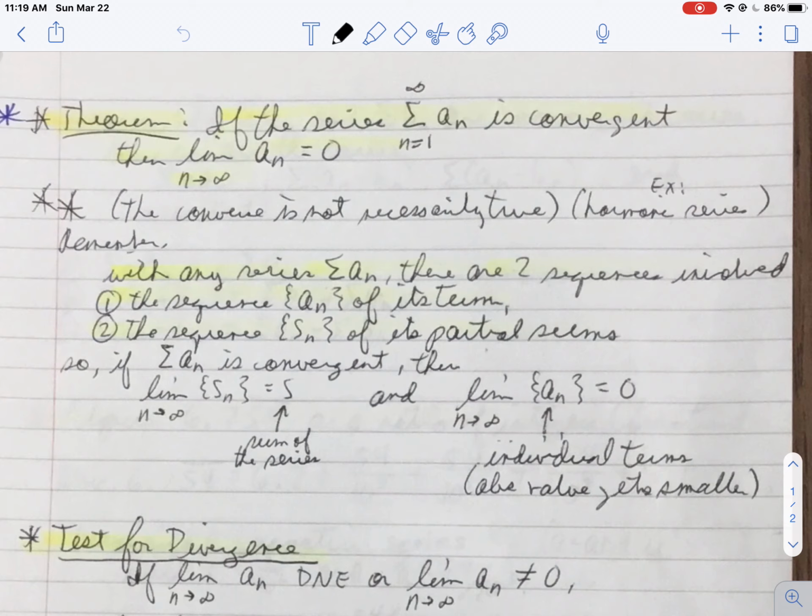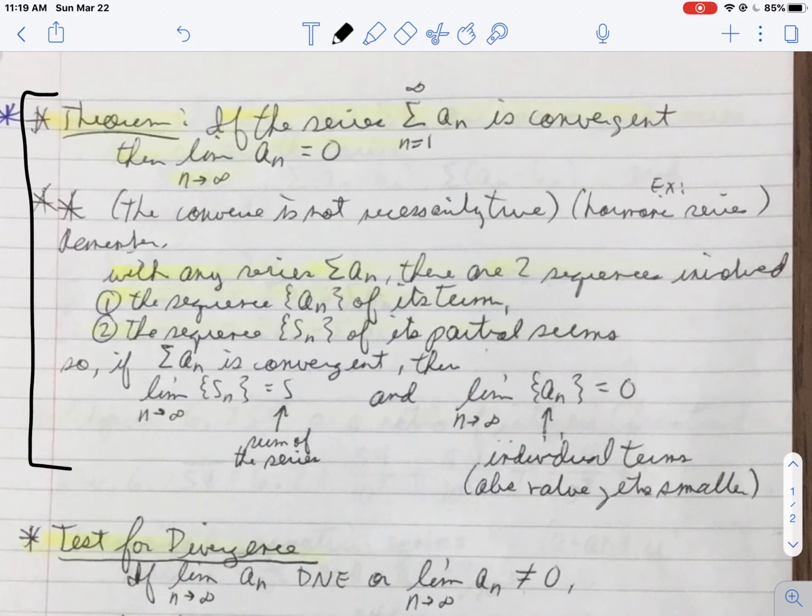Theorem. Now this next little piece is going to be very important in terms of general observations, so pay particular attention to this part of it. This theorem says that if the series a sub n is convergent, then the limit as n approaches infinity of a sub n, which, what is a sub n? That's the terms of the series. That limit has to be 0.